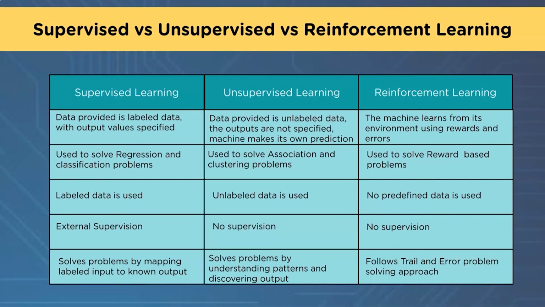And then we're looking at reinforcement learning, probably the biggest industry in today's market in machine learning, or growing market. It's at a very infant stage as far as how it works and what it's going to be capable of. The machine learns from its environment using rewards and errors, used to solve reward-based problems. No predefined data is used, no supervision, and it follows a trial and error problem solving approach.